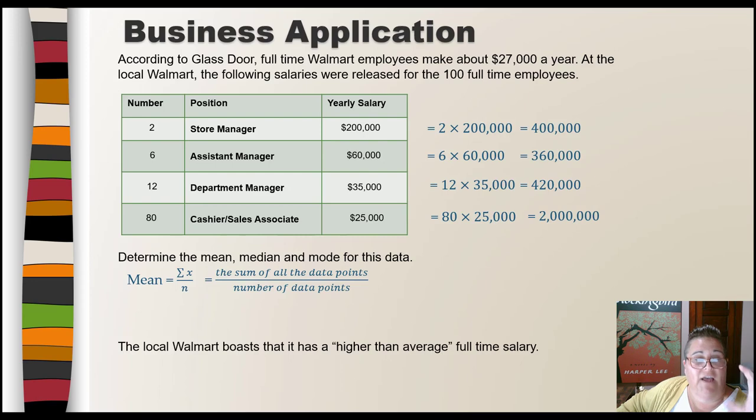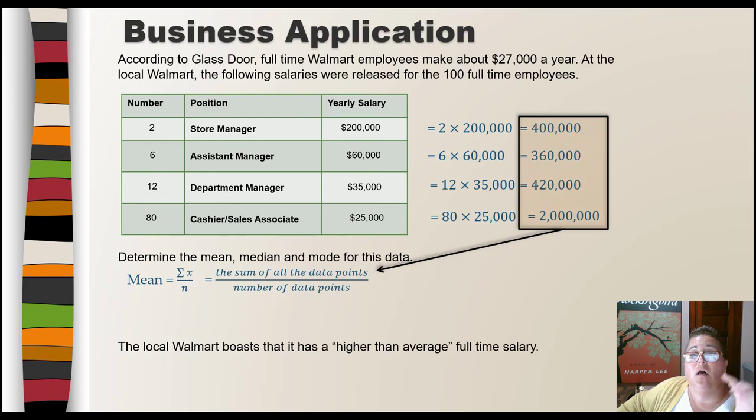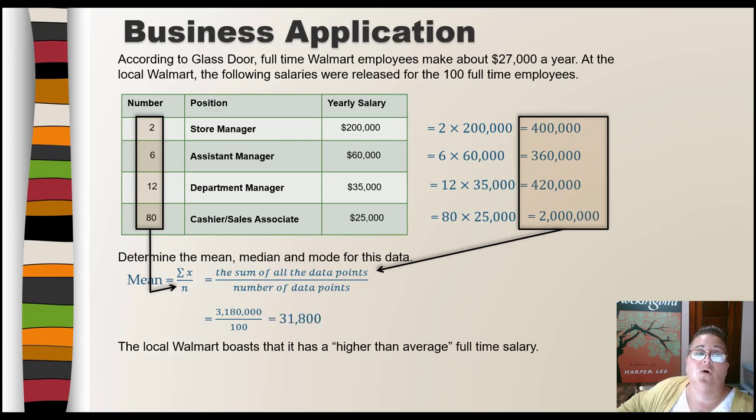So in order to find the sum of all the data points, I'm going to add up all of these different salary amounts for each category, and I'm going to divide it by the number of salaries that I've included. Since I've included 100 salaries, this is going to be $3,180,000 divided by 100, or $31,800 per person. So this is saying that just under $32,000 is the average salary at this Walmart.